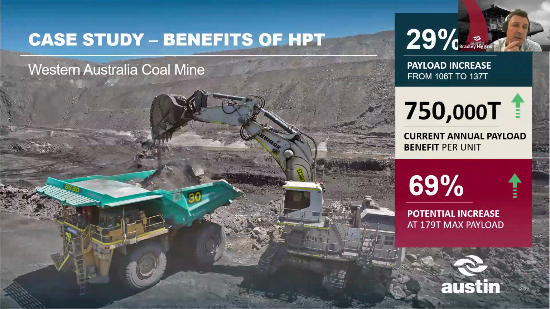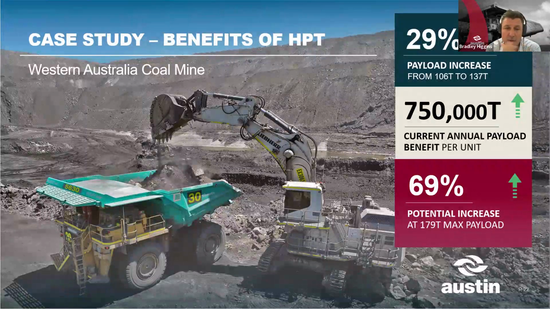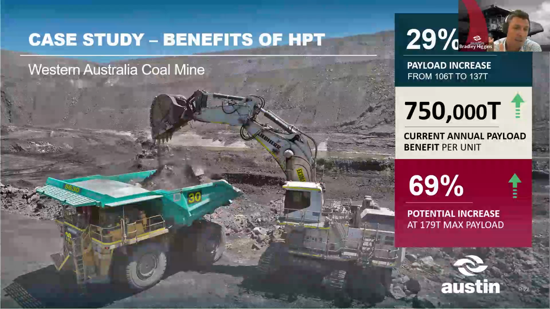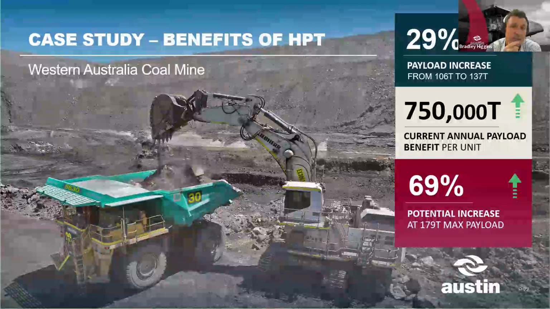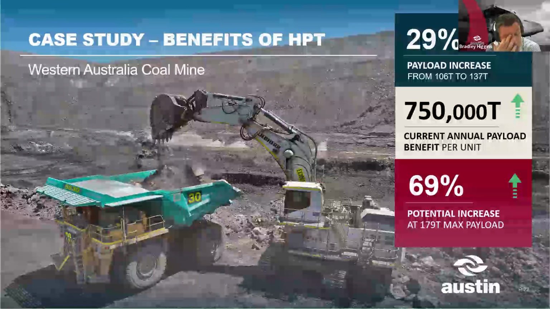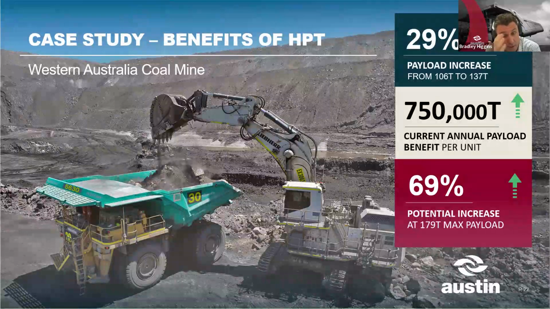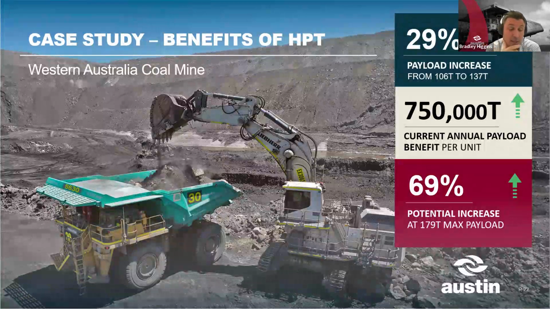So just by swapping out from the old style of bodies that they had on site, we were able to give a 29% payload increase that was proven. So from 106 tonne up to 137 tonne, all while staying within the operating limits of the machine. So no safety, no kind of machine life jeopardized, which equated to 750,000 tonne per machine per annum that they were able to carry. So there is a potential increase if they were to max the tray out to what the tray can actually haul, which would give a further increase.